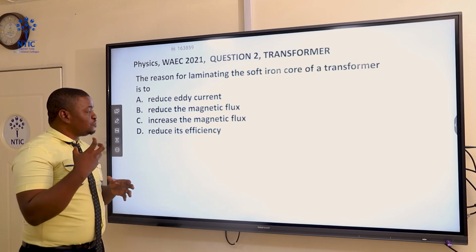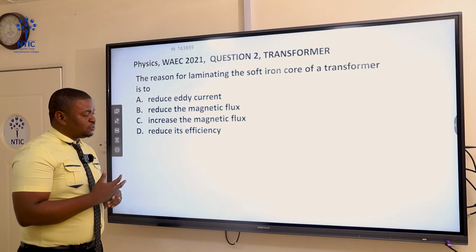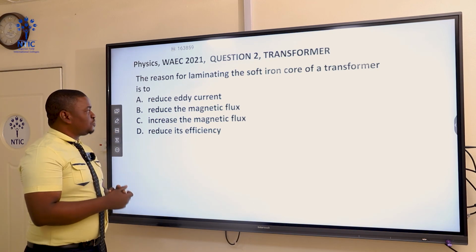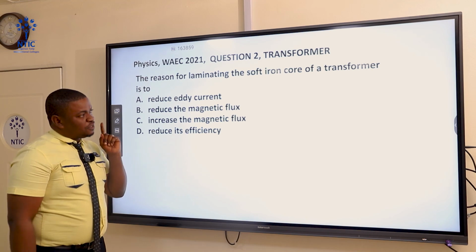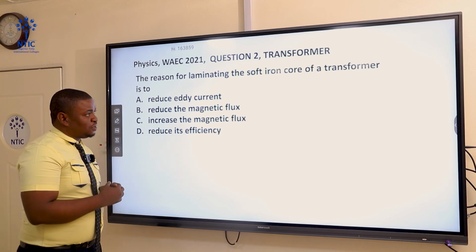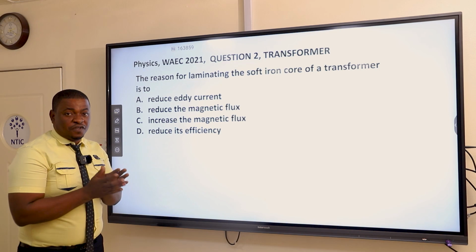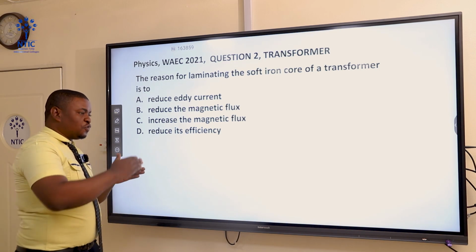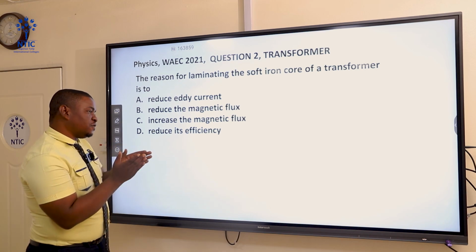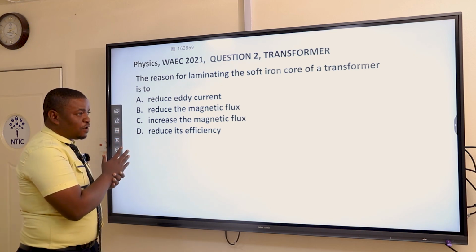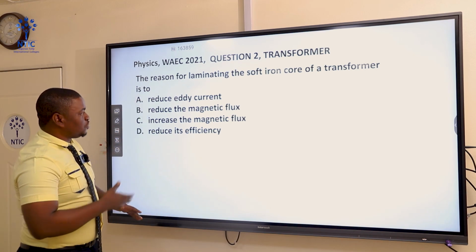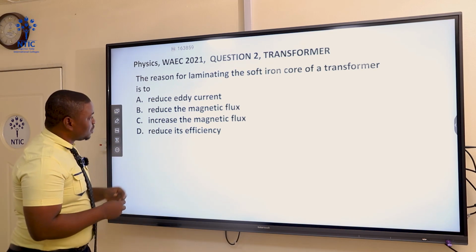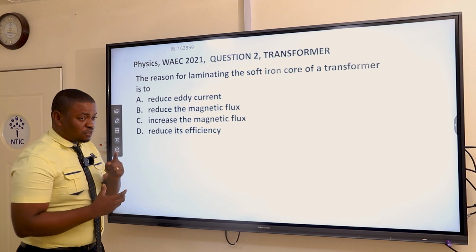Now, how do you reduce eddy current? You reduce eddy current by laminating the coil. Eddy current reduces the efficiency of a transformer because it comes in the form of heat loss. So because it reduces the efficiency of a transformer, you cut away the varying flux from the primary coil from entering the secondary coil. In doing that, you have to laminate the coil. So lamination of the coil reduces eddy current loss in a transformer.